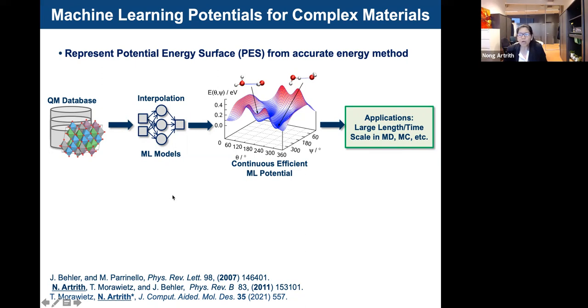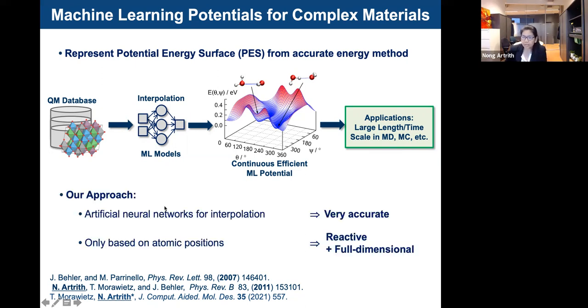So in our approach, we use artificial neural networks for the interpolation, because they can be really very accurate and can be trained on large data sets with hundreds of thousands or even millions of data points. And the models only need atomic positions and are reactive and full dimensional. But of course, it takes a bit of effort to construct and also to validate them before we really can use them in our own applications.